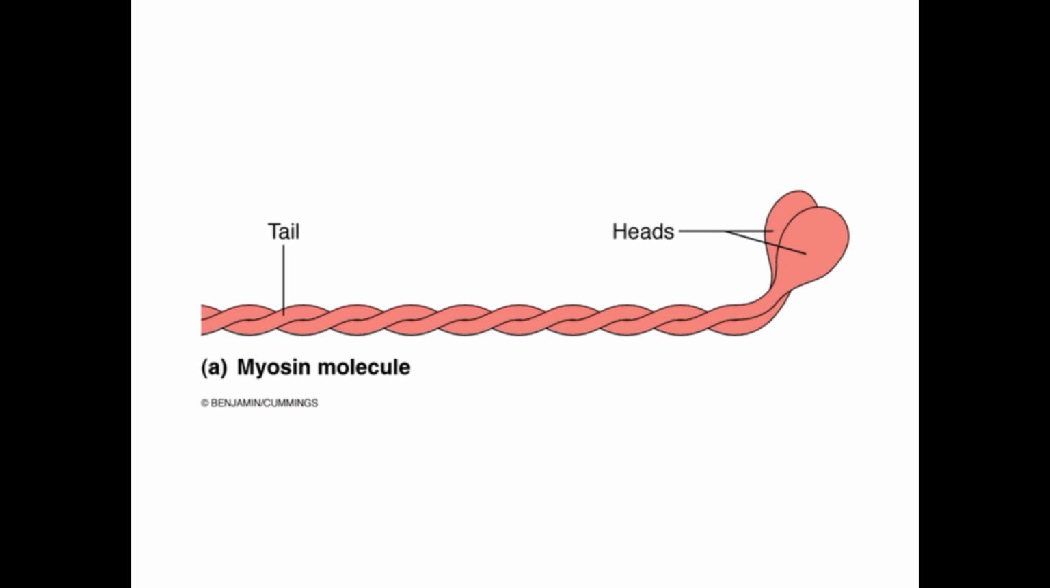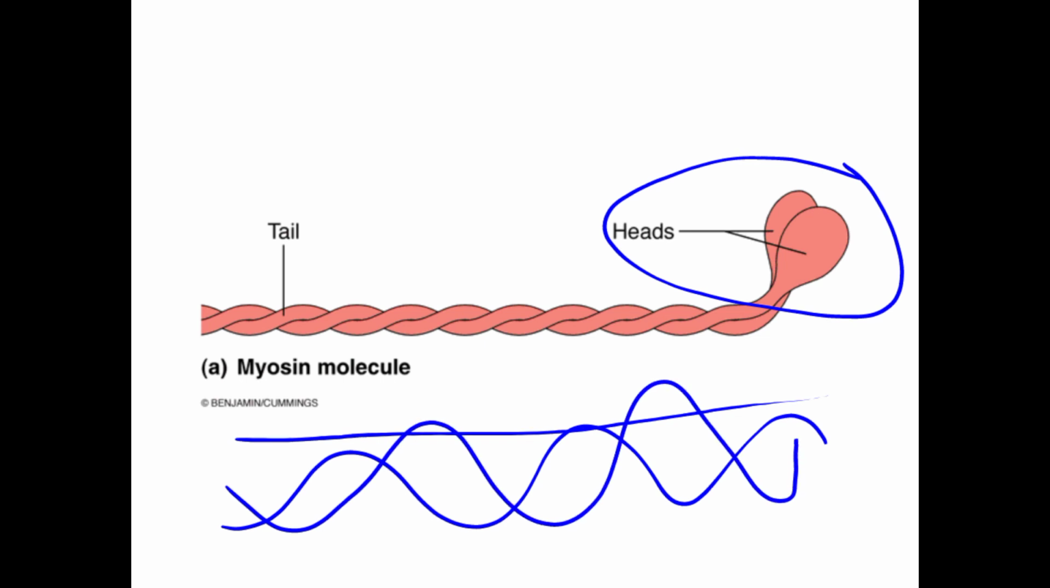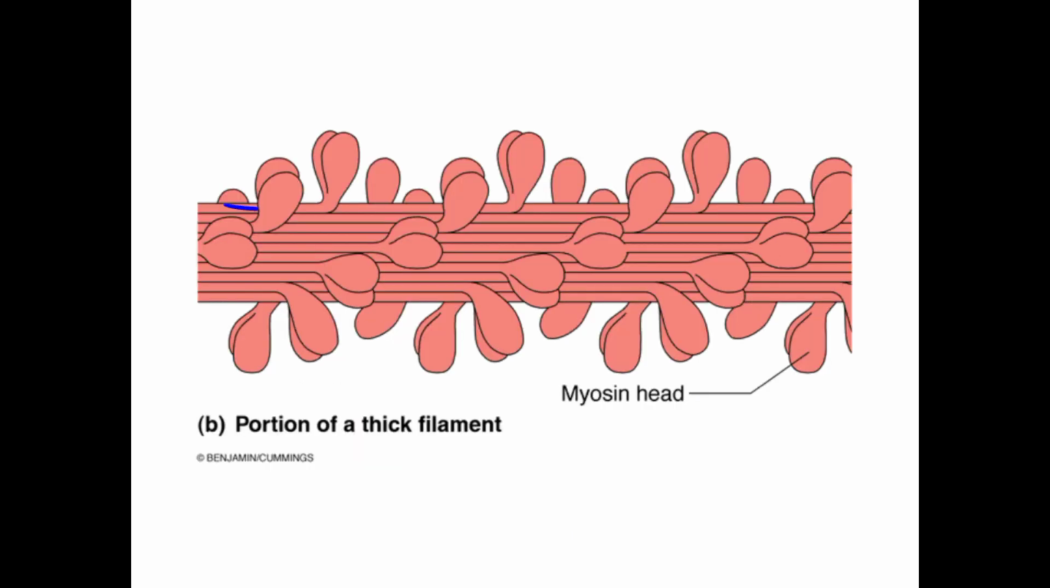Next, coming to the myosin molecule. This is a myosin molecule. It has a head portion, and it is twisted like this, but at the head portion it is facing opposite. This is the head portion and this is the tail portion. This is a single myosin molecule. Like this, many myosin molecules are there in the thick filament.